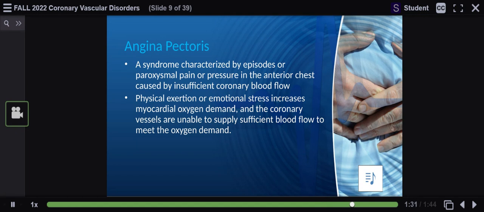Next, stress or any emotion-provoking situation can cause the release of catecholamines, and you know that catecholamines can increase blood pressure and heart rate, and again will increase the workload of the heart.